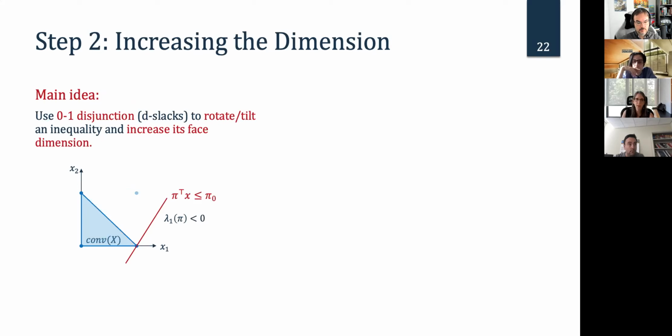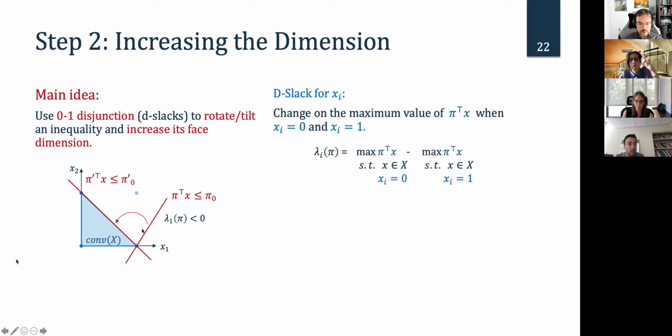So now let's go to the second part. That is, I have my constraint that's actually touching my convex hull, as I said here. So it's touching, for instance, in one point, but we want to rotate it, tilt it, to get something stronger. So hopefully we can get something like this, that is now touching 2 points, so it's much stronger than having the value here. And to do this, what we're going to use is 0-1 disjunctions, a value that we are going to call D slack or disjunctive slack to change the coefficients of our constraint to do this rotation.